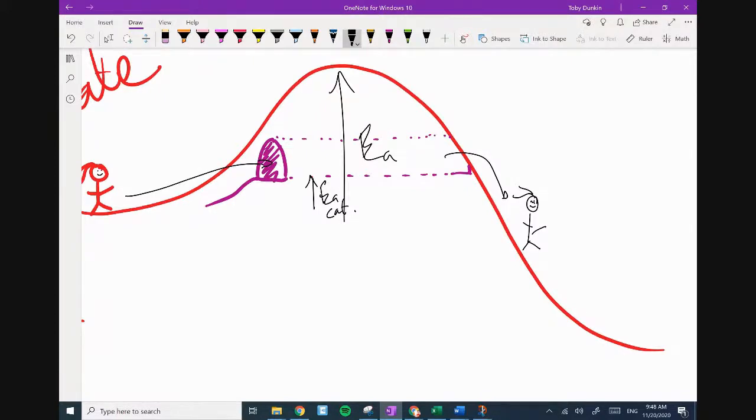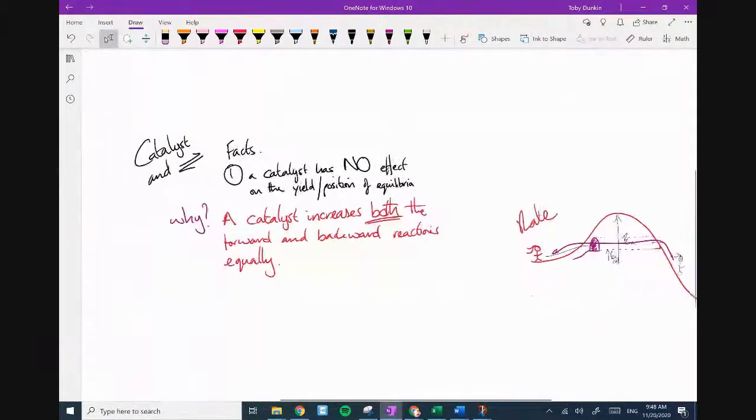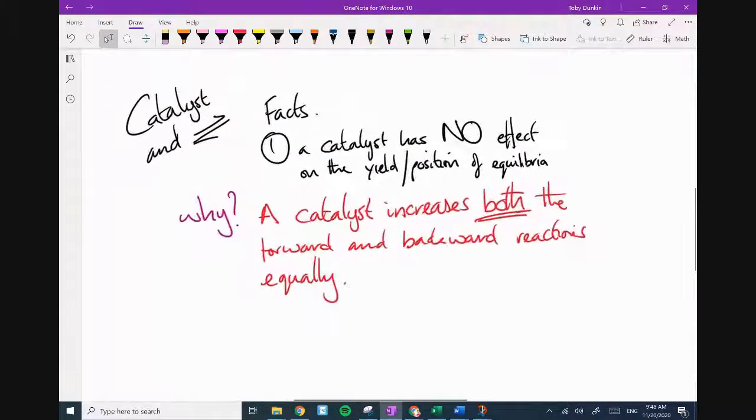However, if this is reversible, if Tong can walk both ways, where would she go to go back? She's not going to climb the mountain, is she? She's going to go back through the tunnel in the other direction. So it actually speeds up the forward and backwards reactions equally. Does that make sense, guys? Give me a shout on the chat if that makes sense. It increases the rate.